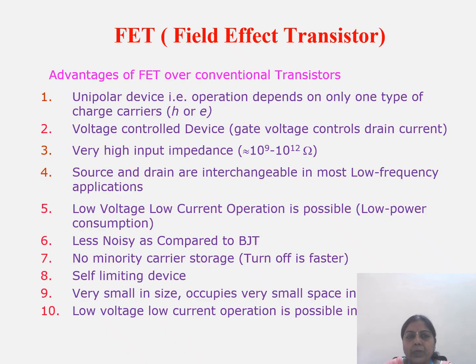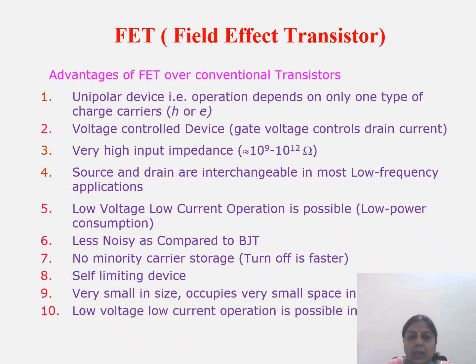The next type of transistor is the field effect transistor. This is a unipolar device. The operation depends only on one type of charge carrier. This is a voltage control device. The output drain current is controlled by the input gate-source voltage. And it has a very high input impedance.